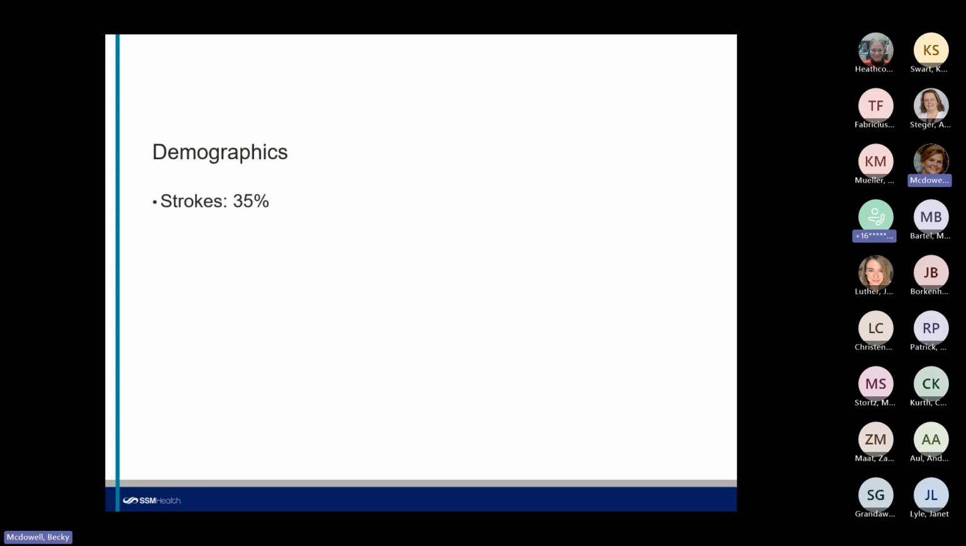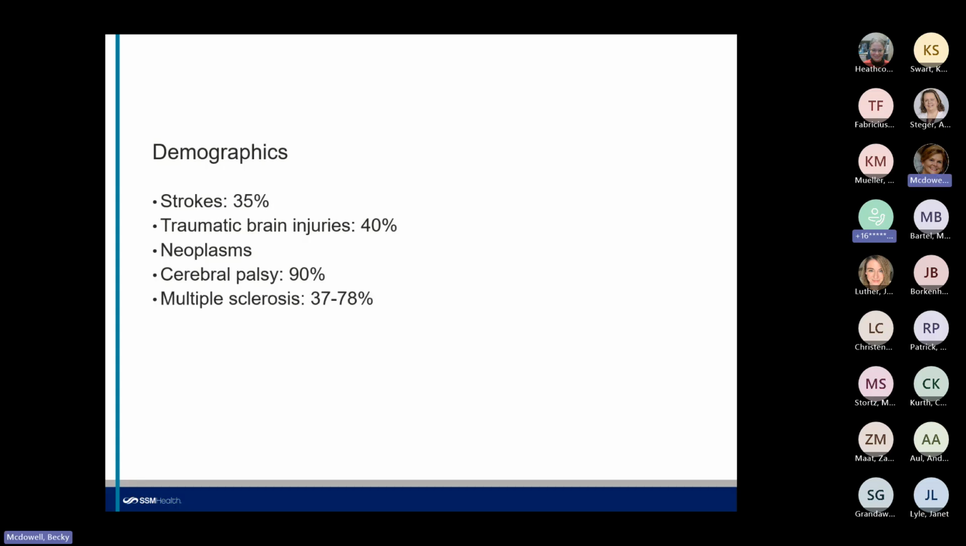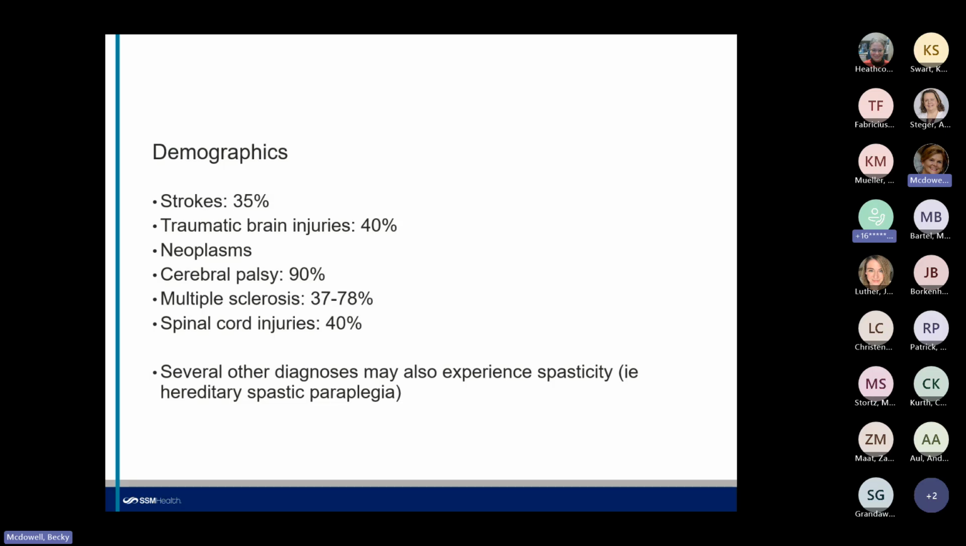So as far as who gets spasticity, we're going to talk about the demographics. About 35% of patients that have a stroke will get spasticity, 40% of traumatic brain injuries. We see spasticity in neoplasms; I was unable to find a percentage though. About 90% of kids and adults with cerebral palsy, 37 to 78% of people with multiple sclerosis, and 40% with spinal cord injuries.